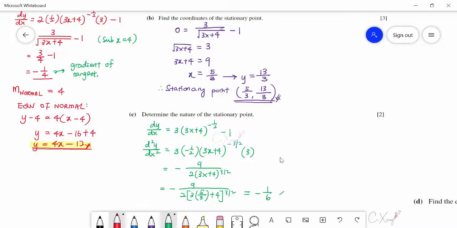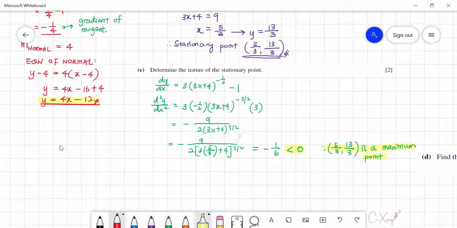So the value negative 1 over 6 is smaller than 0. So when our second derivative value is smaller than 0, it actually means what? It means that the stationary point, 5 over 3 and also 13 over 3, is a maximum point. Alright, so this is how we find and decide the nature of the stationary point. Okay, so this is what we have for part C.